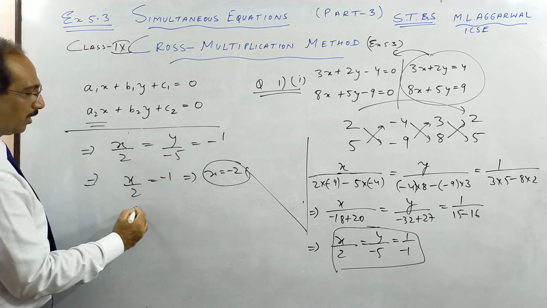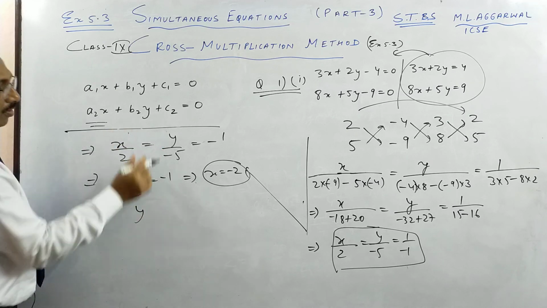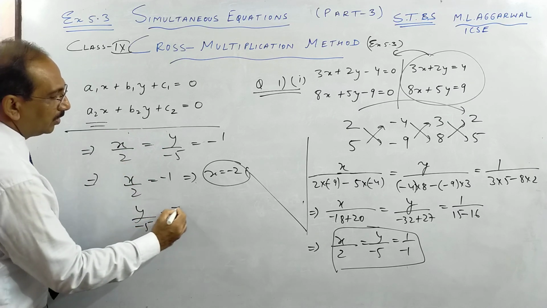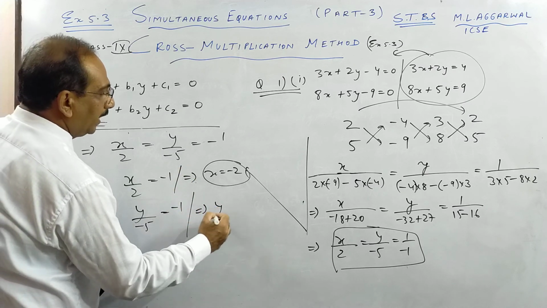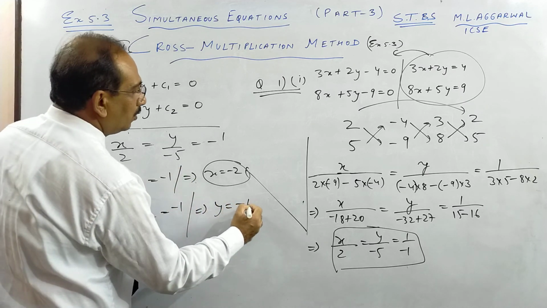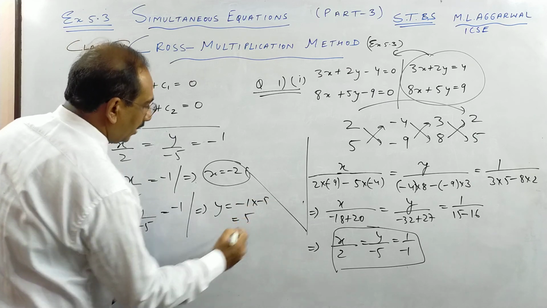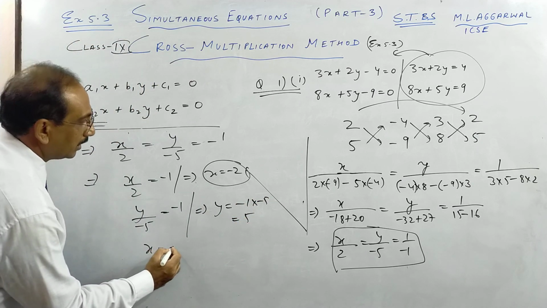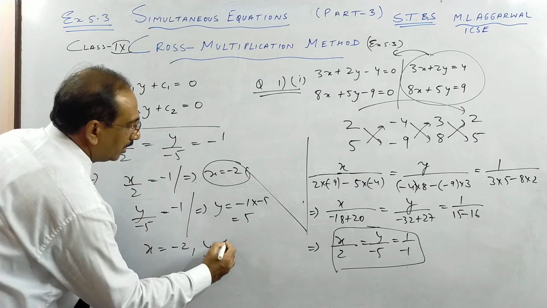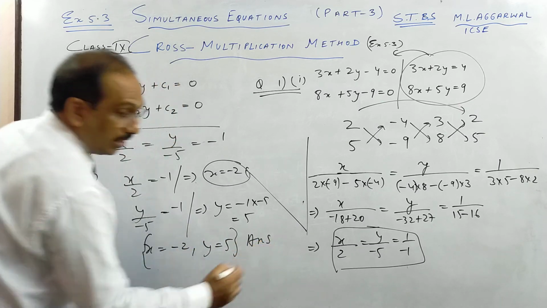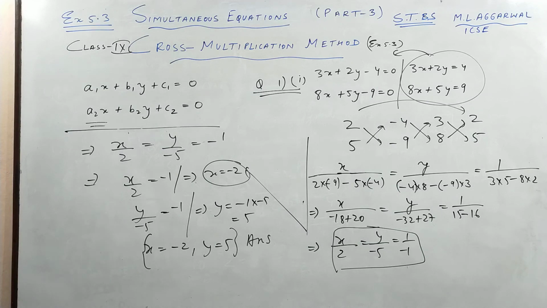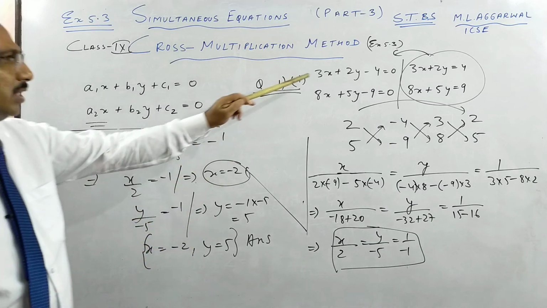Now don't see this part. Y by minus 5 is equal to minus 1. So what do we get? Y is equal to minus 1 into minus 5, which is 5. So finally our answer is x is minus 2, y is 5. Put it in braces, middle bracket, and write the answer. And you can always check your answer by substituting here.